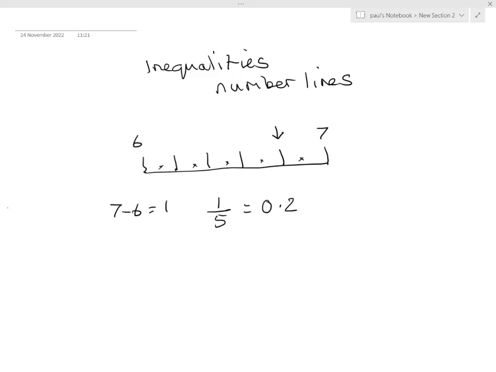And this means each division is 0.2. So you can go 6.2, 6.4, 6.6 and 6.8 and then 7. So your answer is 6.8. That's how to do a number line.